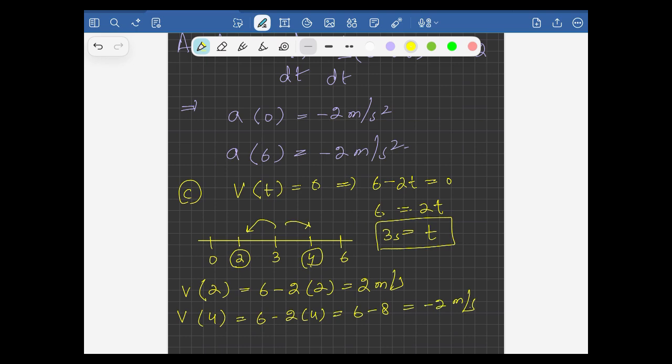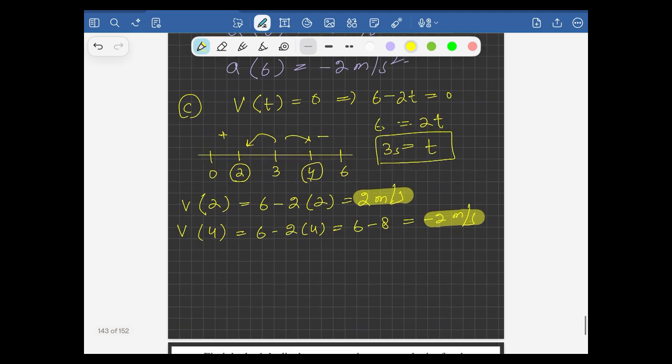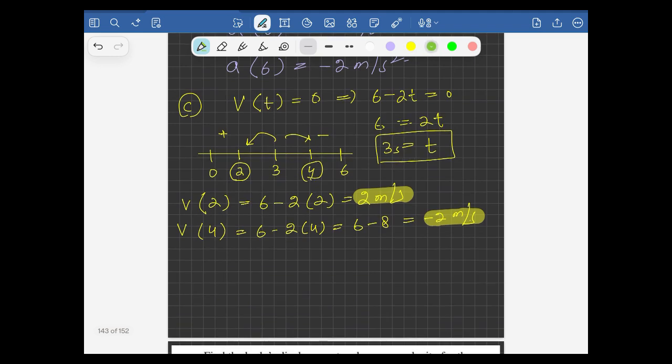If they are opposite, the values are opposite in sign, plus 2 and minus 2. So at 2 we got a positive value, and at 4 we got a negative value. When this happens, we term it as the body changing direction. The body changes direction at time equals 3 seconds.